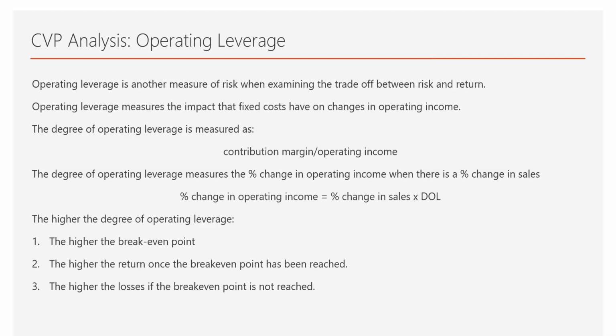So what do we learn here with CVP analysis and risk and operating leverage? The higher the degree of operating leverage, the higher their break-even point, the higher the return once the break-even point has been reached, and the higher the losses if the break-even point is not reached. And that's what the degree of operating leverage will tell us.